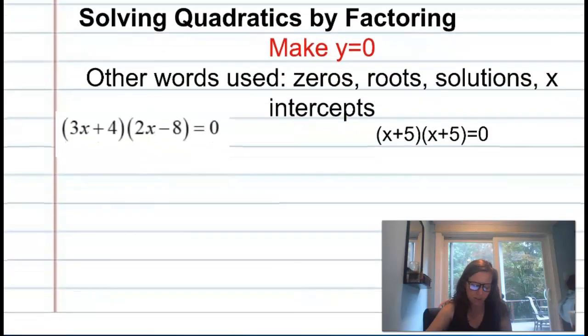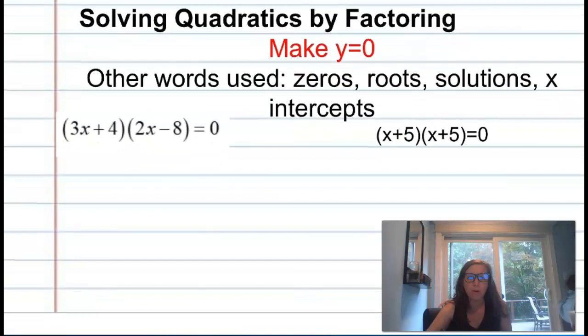All right, so some other words that you might hear when you get this is called solving quadratics. We're going to take the y and make it 0. So we're basically going to take the whole quadratic and put an equal sign and plug 0 in at the end. Other words you might see for this are zeros, roots, solutions, x-intercepts.